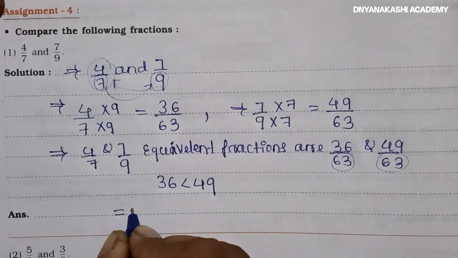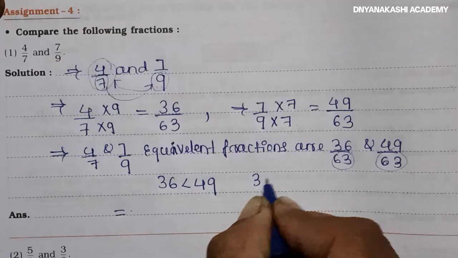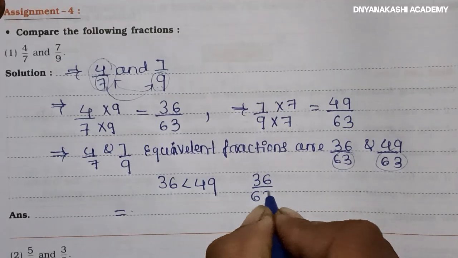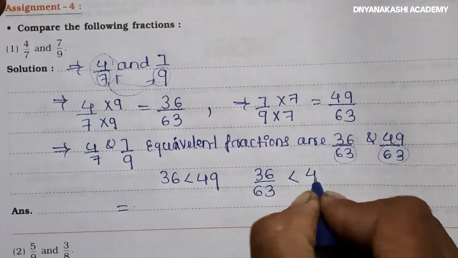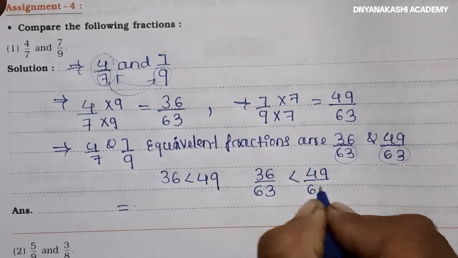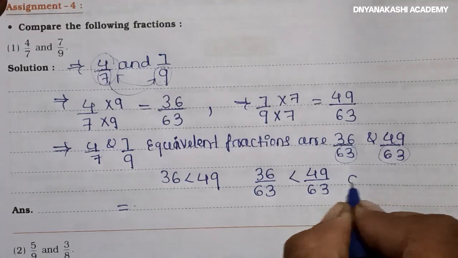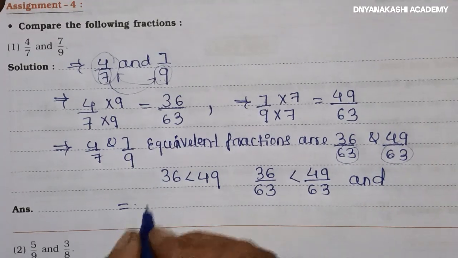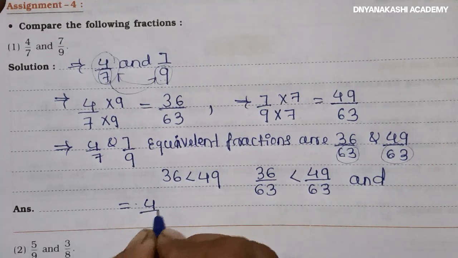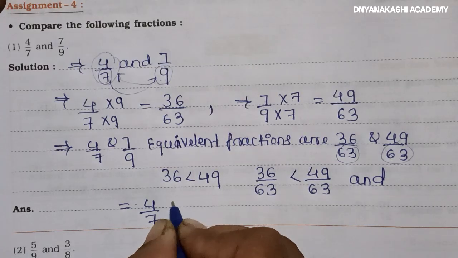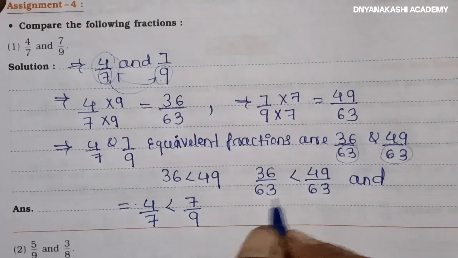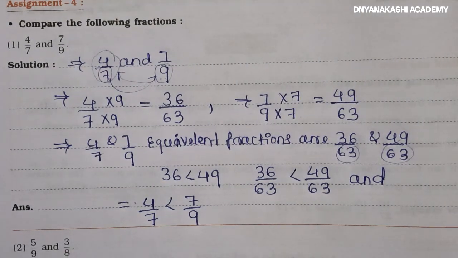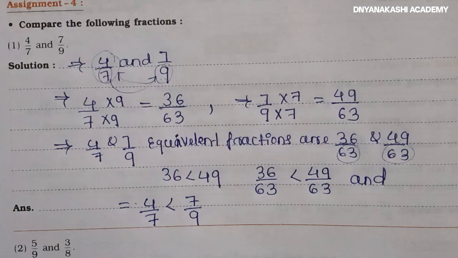That's why 36 by 63 is also less than 49 by 63, and 4 by 7 is smaller than 7 by 9. This is the comparison between the fractions.